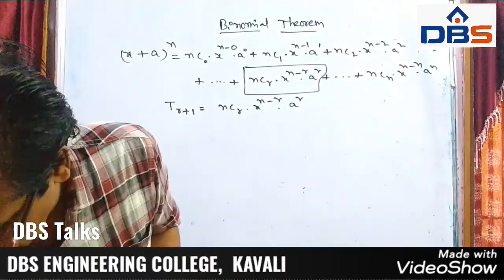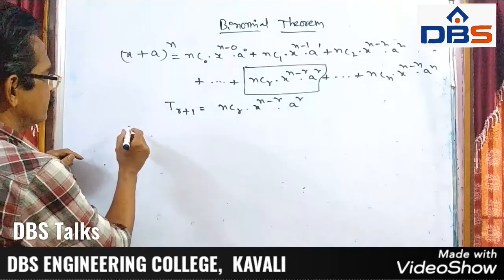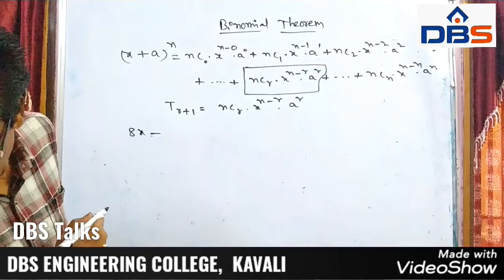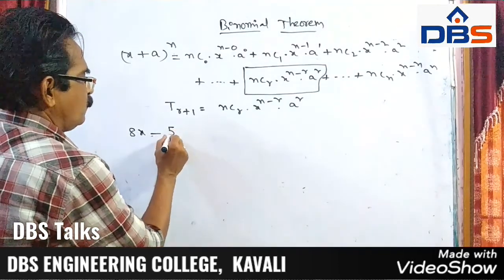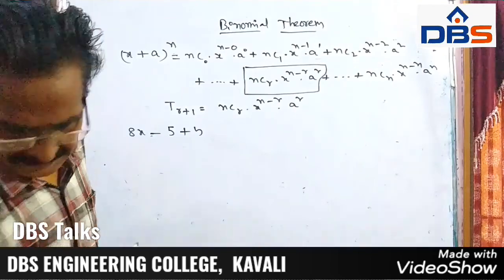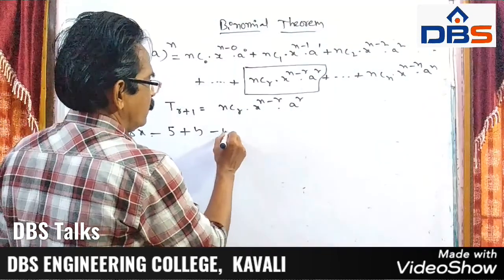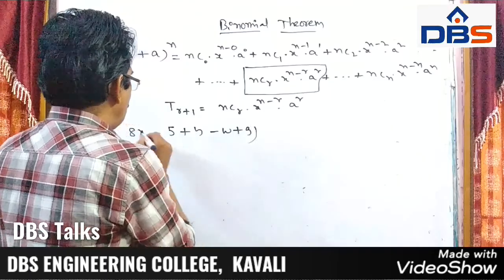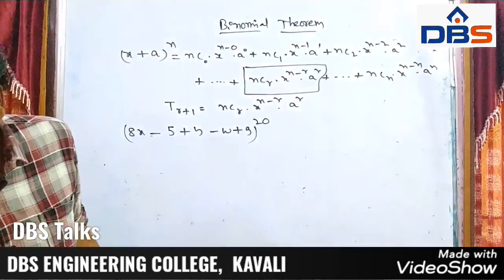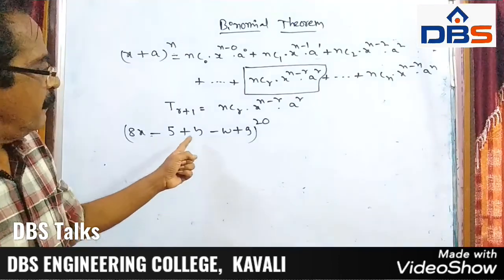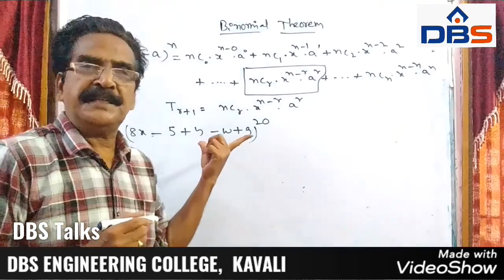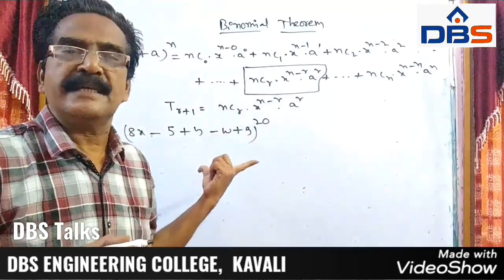The number of terms in the expansion of (8x minus 5 plus y minus w plus g) whole power 20. So how many terms will be there in this expansion?